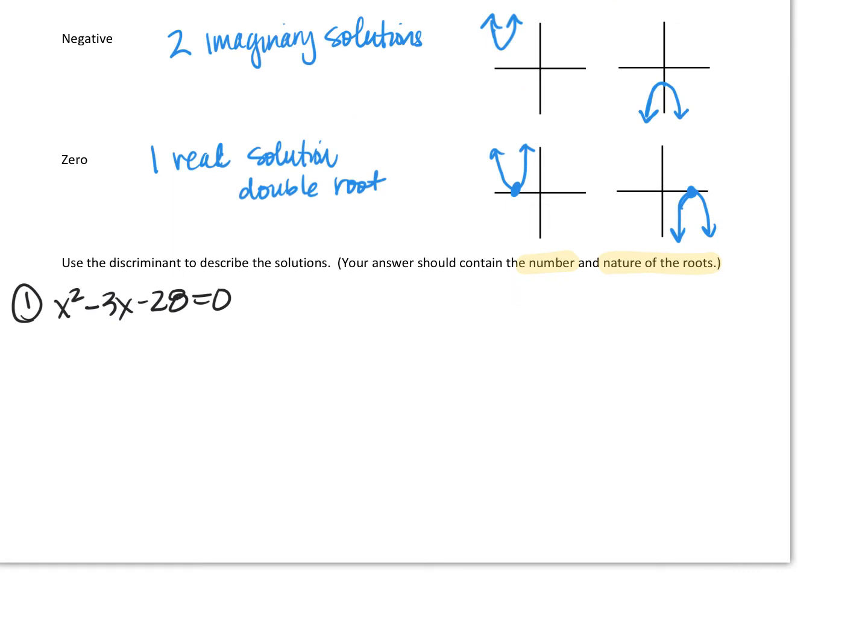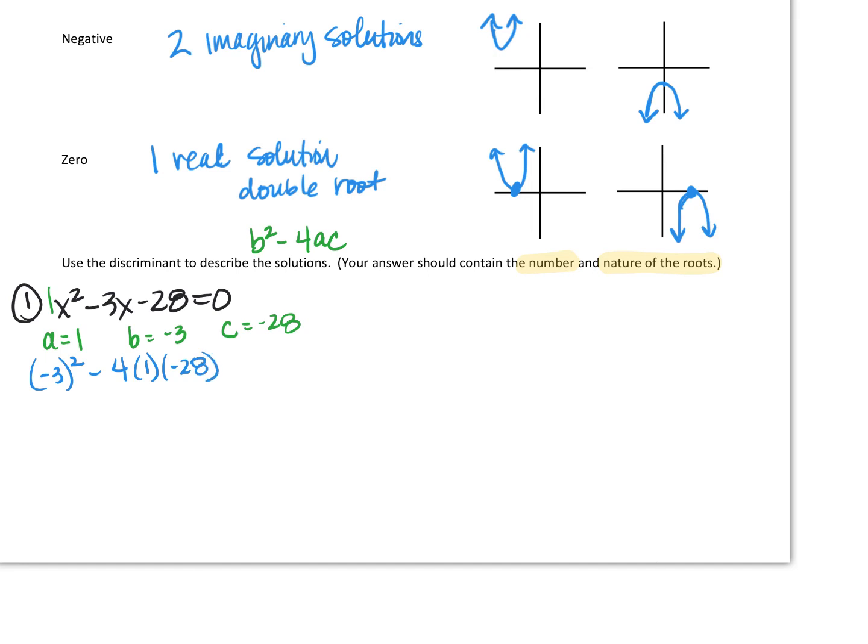So look at number 1, x squared minus 3x minus 28. So to do our discriminant, let me rewrite the discriminant really quick right here. I need b squared minus 4ac, right? That's the discriminant part. I need to know what b is. I need to know what a and c are. So a is the coefficient of that x squared, which is 1. B is negative 3, C is negative 28. So I'm going to plug that into my discriminant formula. So negative 3 squared minus 4 times A times C.